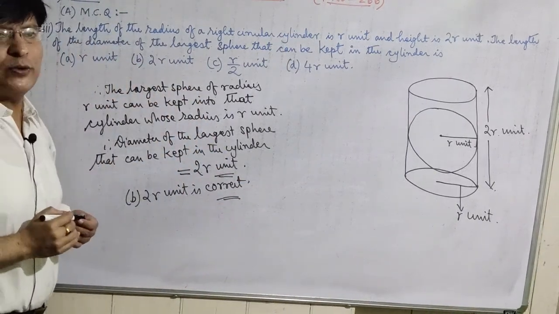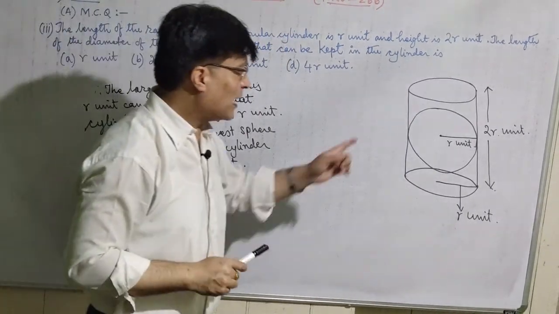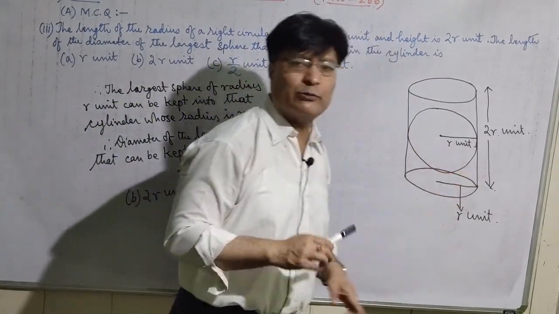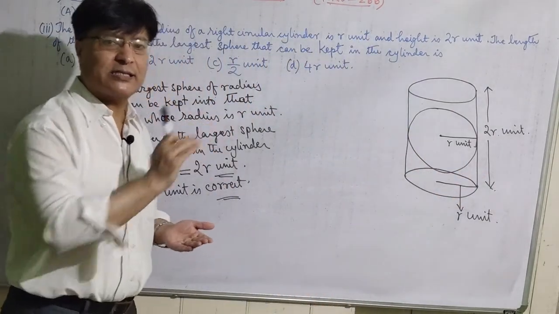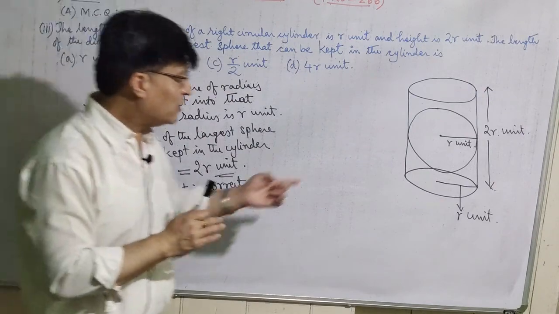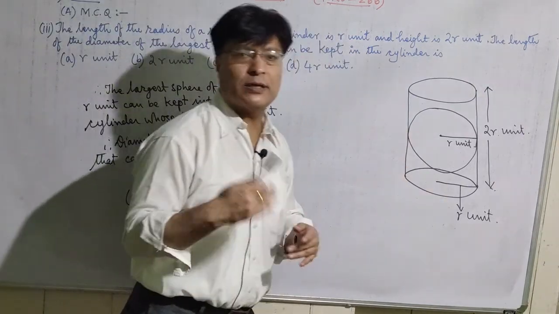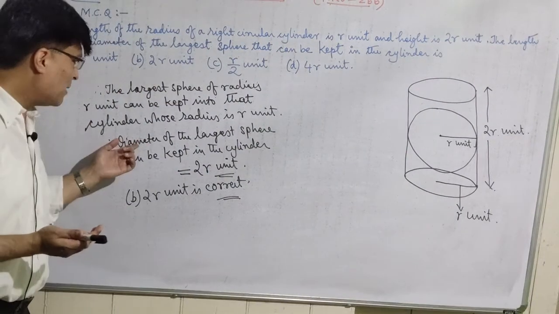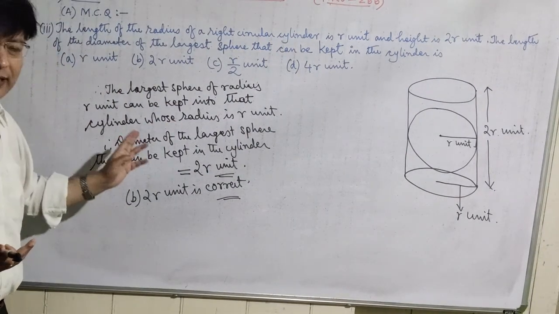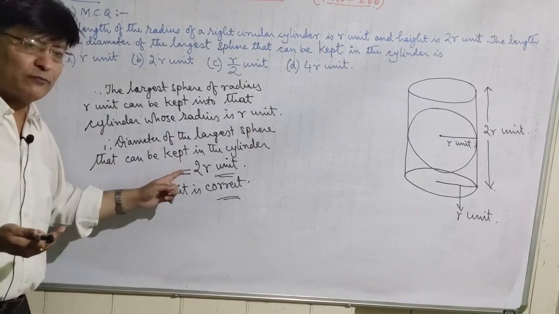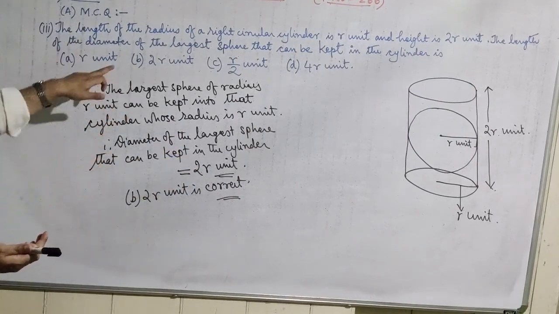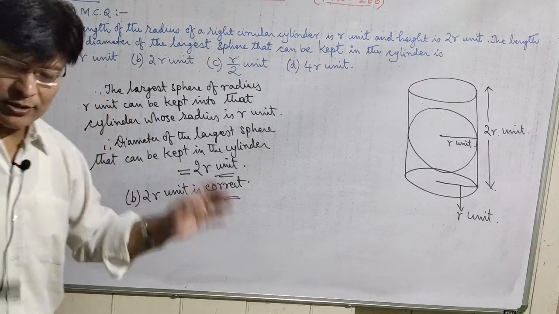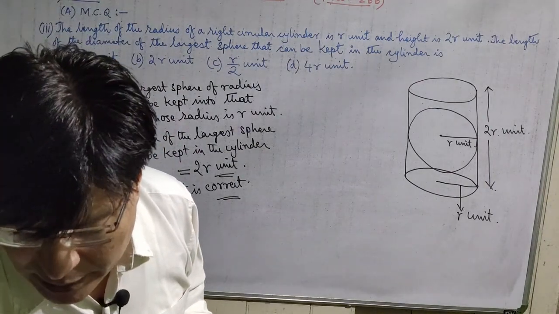So from the figure we can understand that the largest sphere of R unit can be kept in that cylinder, whose radius is equal to the radius of the base of the cylinder. Is that clear? So what is the diameter of the largest sphere that can be kept in that cylinder? It is 2R unit. So which is the correct option? B, 2R unit is correct. Is that clear? So we can copy it. Now we'll do the next question.